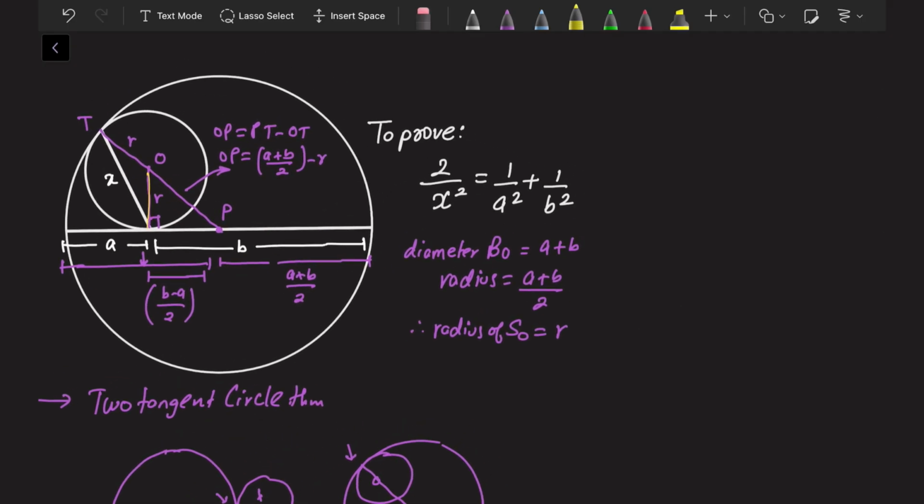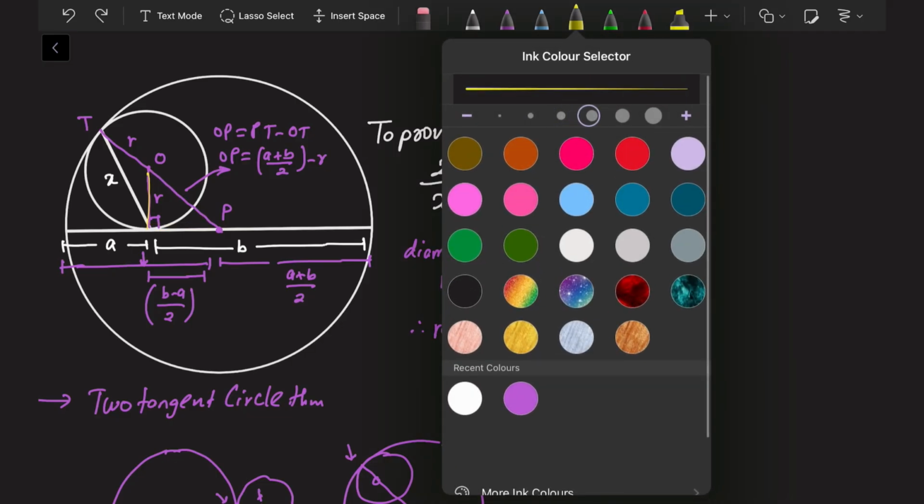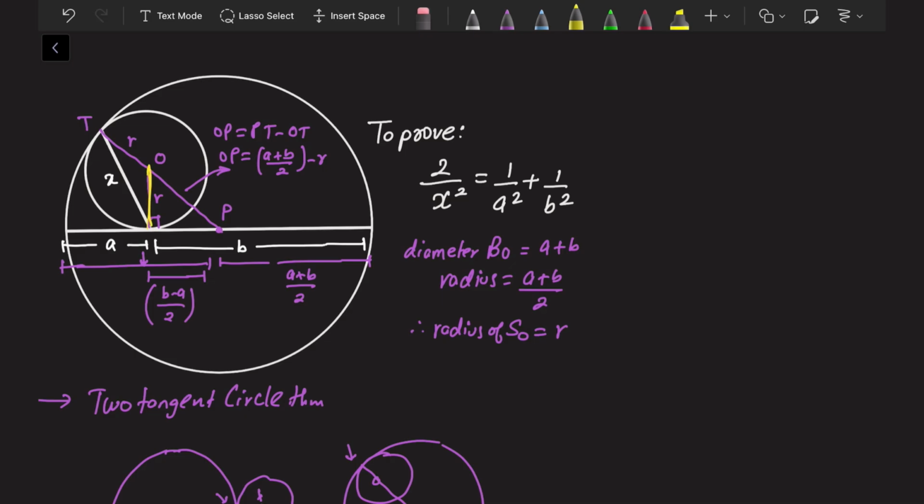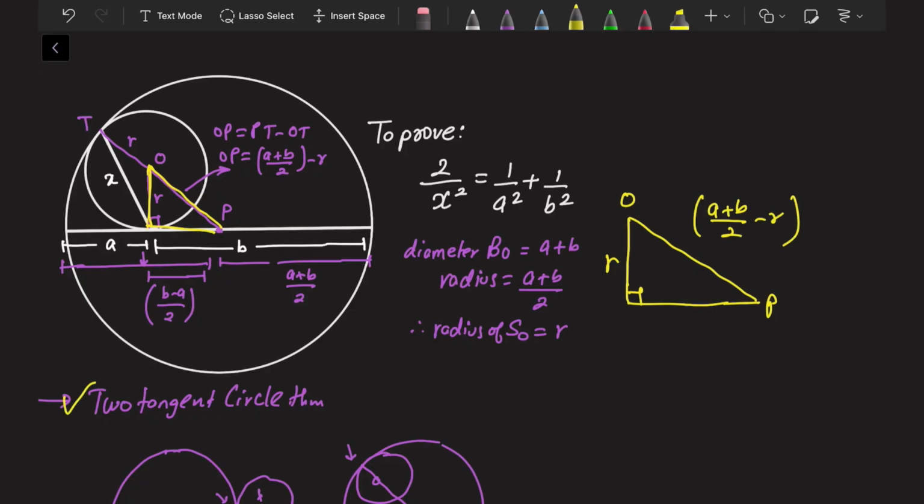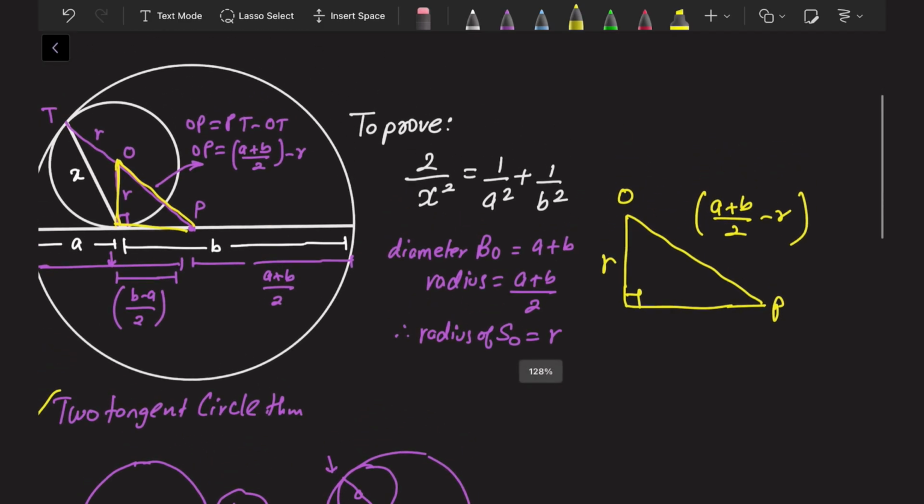Now let us talk about what is to be done. Look carefully, we have formed a right angle triangle over here, this yellow one I am marking. Let me just increase the thickness so you can see. Let me draw it outside the diagram. In this yellow triangle, the first thing we can see is that it is a right angle triangle. The height is r. The hypotenuse role is played by OP, whose length we have just found to be (a plus b) upon 2 minus r. And this was done because of this theorem that we have discussed, that is clear to you, I guess.